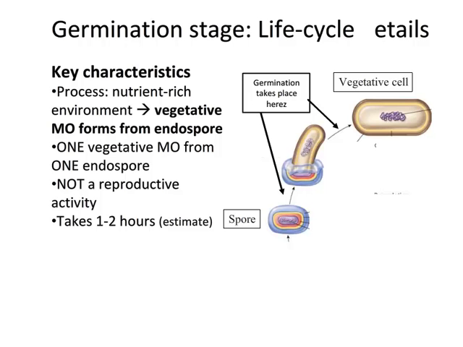And just like in sporulation, in germination, one vegetative microorganism forms from one endospore. There's no division of cells here. It's just a conversion of the cell from an endospore state to a vegetative state. It's not a reproductive activity. The germination stage typically is faster than the sporulation stage, and scientists estimate, depending on the organism, that this germination stage takes between 1 and 2 hours.